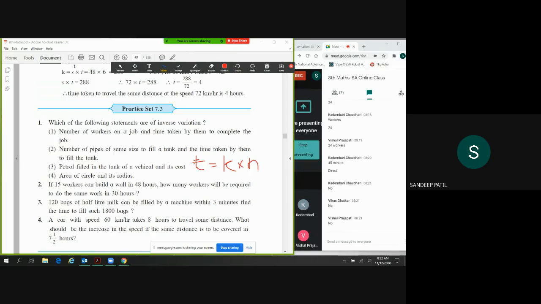Okay. So here T is the time required by the machine, and N is the number of bags. So the first given is 3 = K into 120. So K becomes 3 by 120. And if we put the number of bags equal to 1800, what is T? T becomes K into N, and we know K, so it is 3 by 120 into 1800, right? So what is the answer?